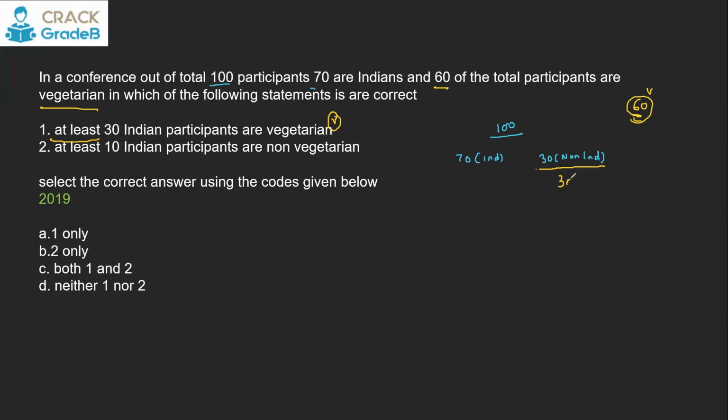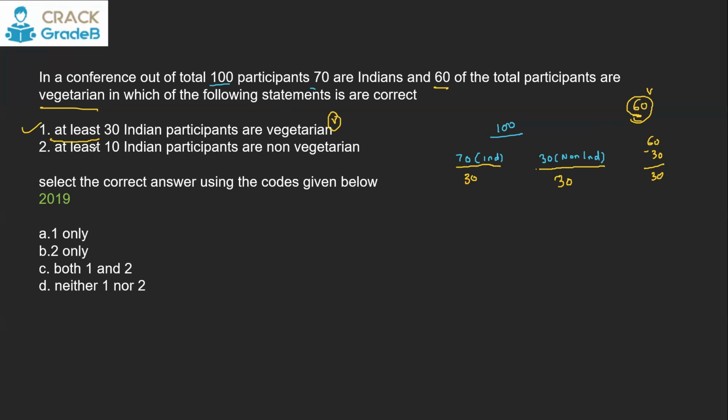So 30 coupons are gone here. How many coupons are remaining? Out of 60, 30 are gone here. The remaining 30 coupons have to go to the Indians now. So that means at least 30 Indians are vegetarian. So the first statement is correct. At least 30 Indians have to have the vegetarian coupons, right? Similarly, let's go to the second part of this question.